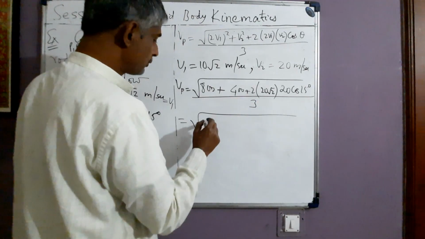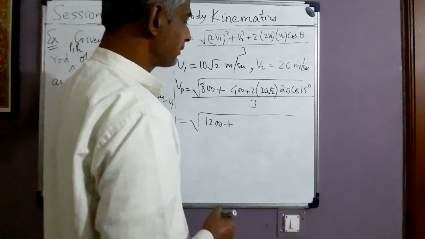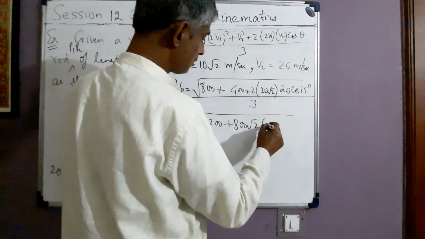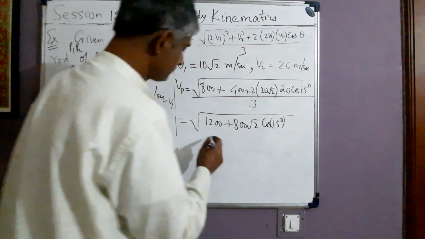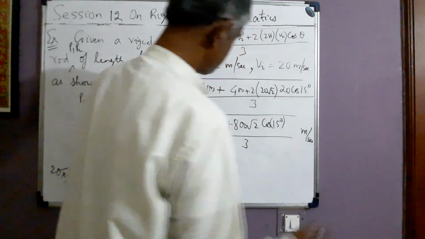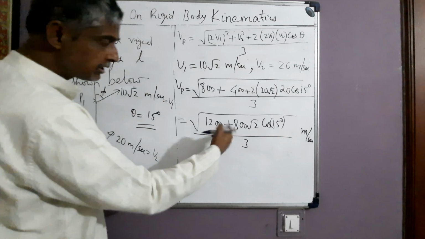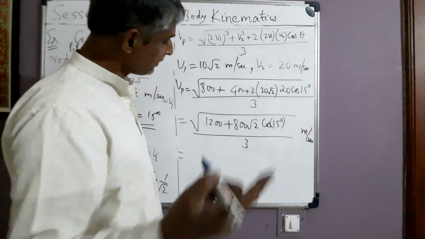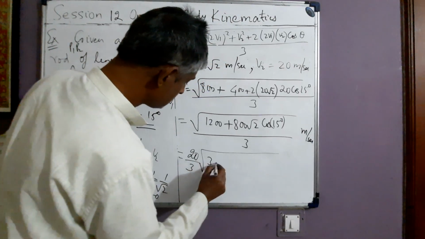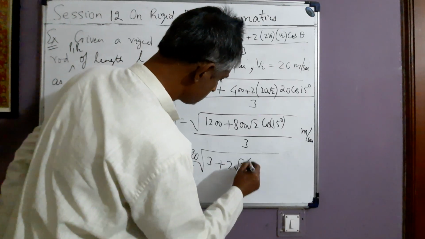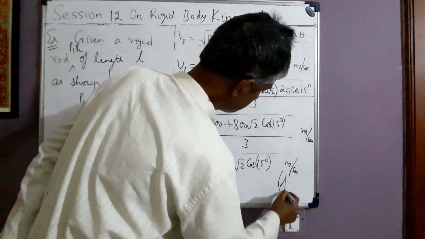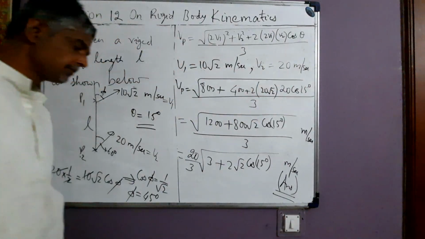So this becomes how much? This becomes 1200 plus 800 root 2 cos 15 degree upon 3, meter per second. Now 400 is common, it comes outside, and root of 400 becomes 20. So 20 by 3 root under 3 plus 2 root 2 cos 15 degree meter per second is therefore the required answer.